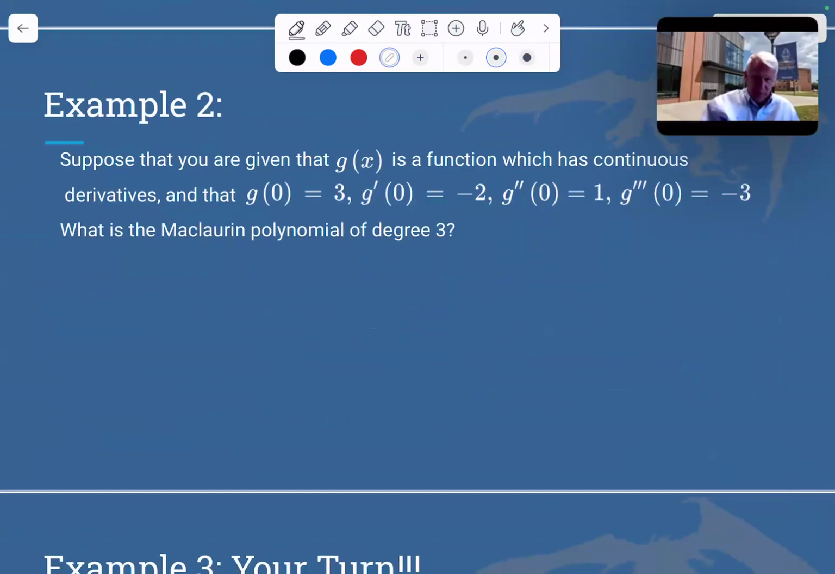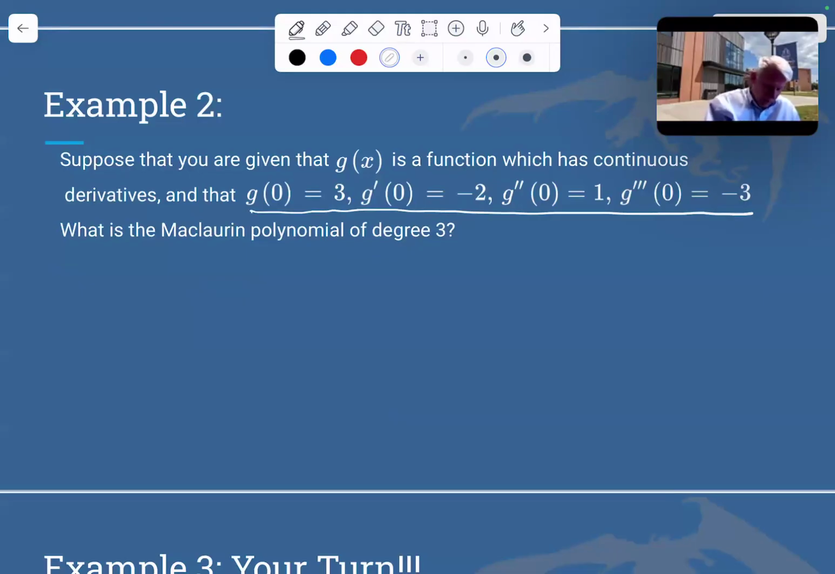So example 2 gives you a lot of information. It actually gives me my function, which, oh, by the way, I have no clue what it is, but it tells me what the appropriate values are for the derivatives whenever I plug it in. So it says, what is the Maclaurin polynomial for degree 3?